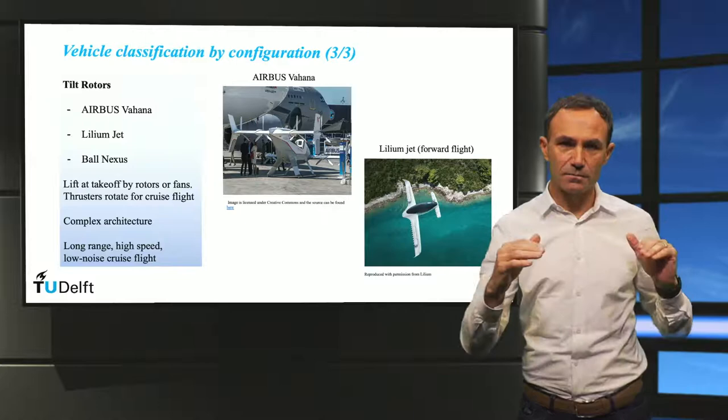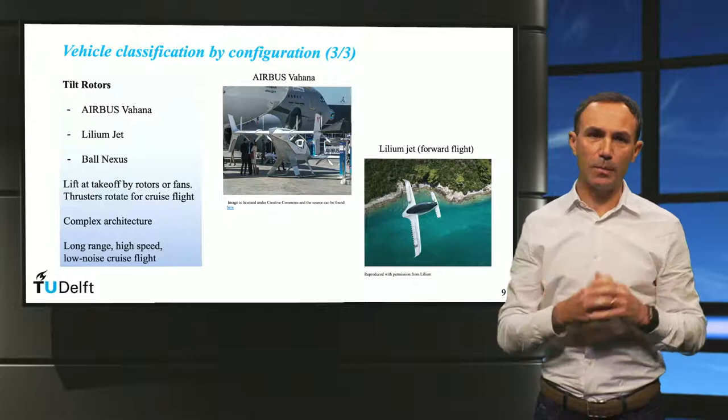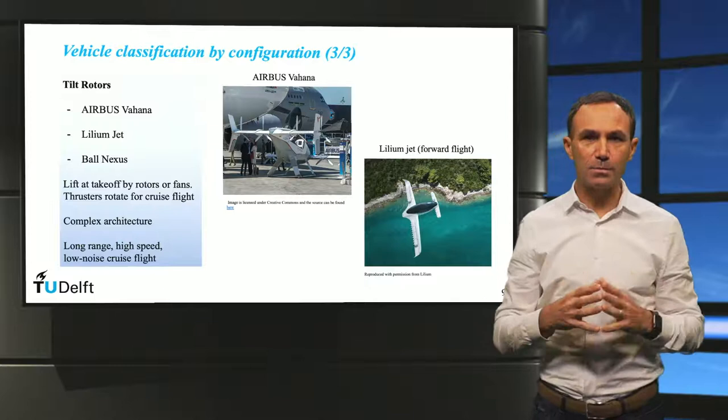The Vahana concept from Airbus features 8 electric props mounted ahead of 2 staggered wings. The vehicle is powered on batteries and is self-piloted. The Lilium Jet makes use of 36 compact ducted fans arranged on a larger rear wing and a smaller front wing. The Lilium Jet is powered on batteries and is intended to be piloted.